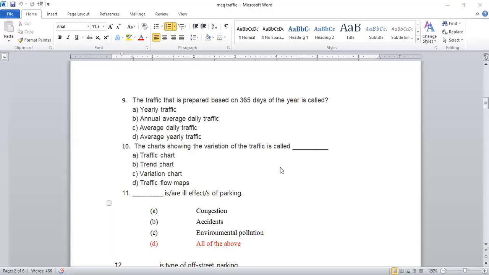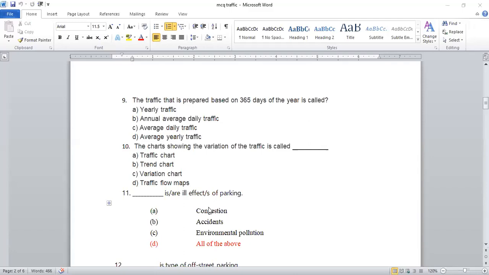Okay, in the last we'll see the MCQs. Number 1: The traffic that is prepared based on the 365 days of the year is known as. Which one is the correct answer? Option number 1 is yearly traffic. Second one is the annual average traffic. Third one is the average daily traffic, and last one is the average. Okay, the answer is given by Pragati Shirsagar. That is B, the correct answer.